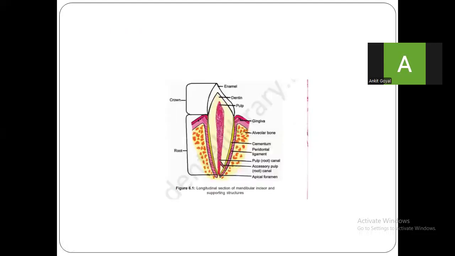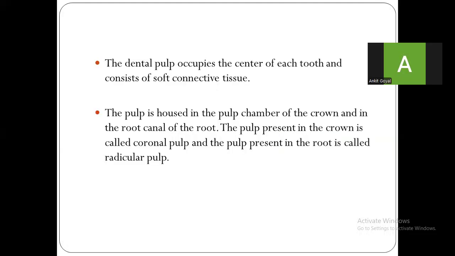So this is the diagram showing the parts of the pulp. As we see in this diagram, the pulp is enclosed within the enamel and dentin. The dental pulp occupies the center of each tooth and consists of soft connective tissue. The pulp is housed in the pulp chamber of the crown and in the root canal of the root.